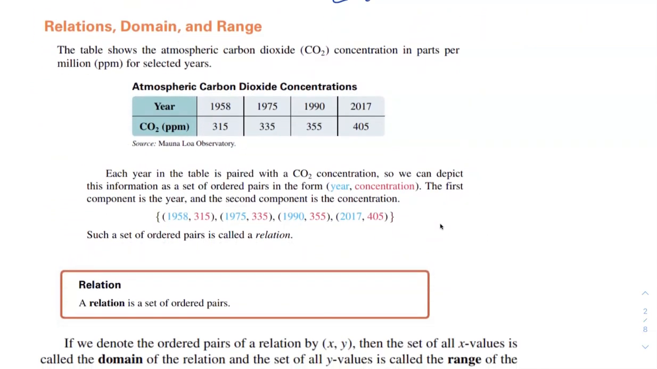Next, relations, domains, and range. So a relation can be any set of ordered pairs. That's the whole point of this problem right here. We're giving you an application problem. The atmospheric carbon dioxide concentrations in all these years: 1958, 1975, 1990, 2017. Just keeps going up. Not great for our Earth. Anyway, we can make this a relation. In 1958, the relation is 315. And this year, it's 335. In 1990, 355. 2017, 405. So it's a relation between these pairs of values. That's all it is. A relation is a set of ordered pairs.